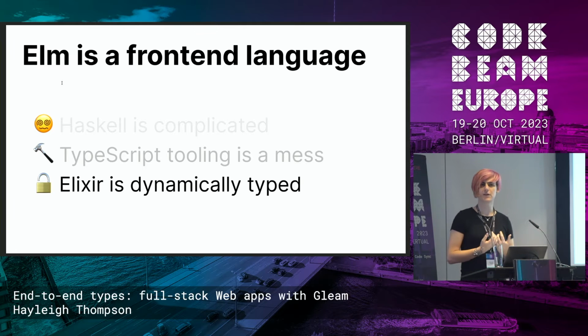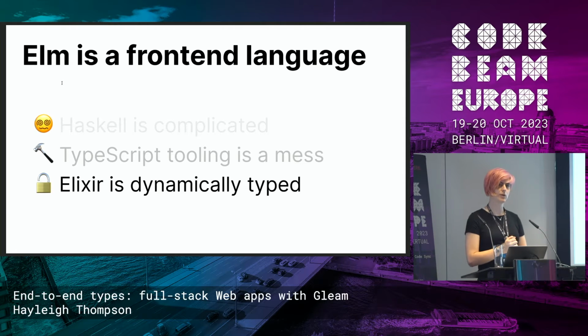And then the last option that I see quite common among Elm developers is choosing Elixir for their back end. I don't think it is necessarily a bad thing that Elixir is dynamically typed, but it is certainly the case that many Elm developers really enjoy the type system, and then they're sacrificing that to get an experience that is nice in other ways for Elixir.